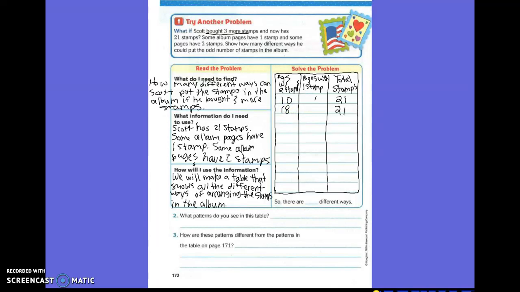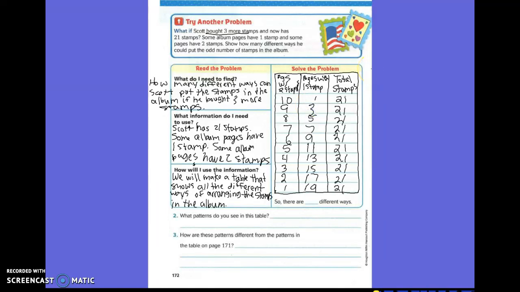Oh, sorry, not 18. Don't write 18 in there. It should be plus 9. Right, 9. Okay. Which is still 18. 18 plus what equals 21? 3. You guys agree? Yes. Okay. We're going to continue making this graph.